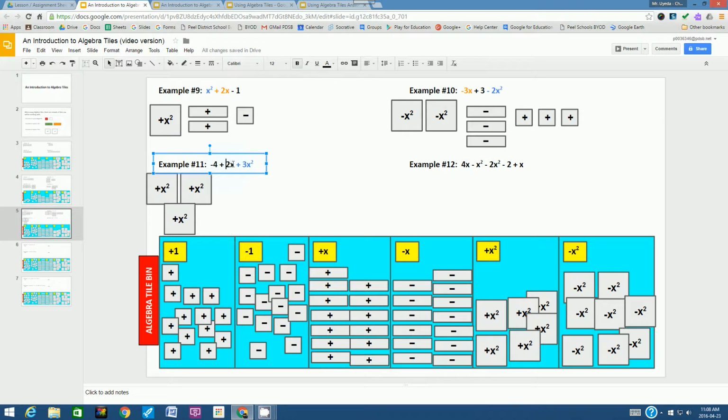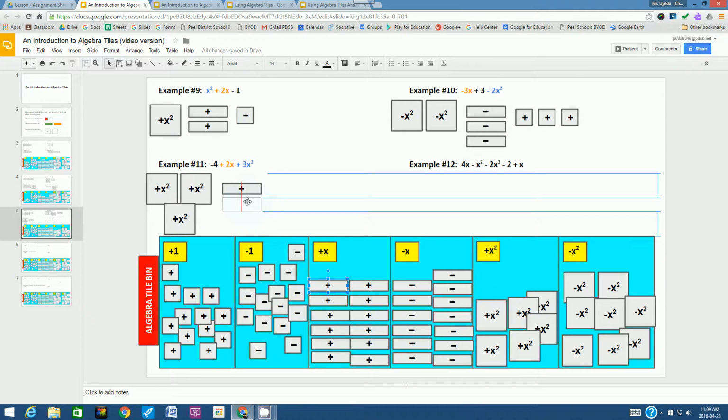Then I want to look for the x's. So in this case, we have plus 2 or positive 2x's. I'm going to highlight them in orange. So positive 2x would be these tiles right here. And then finally, I'm going to focus on my integers, negative 4 integer tiles.